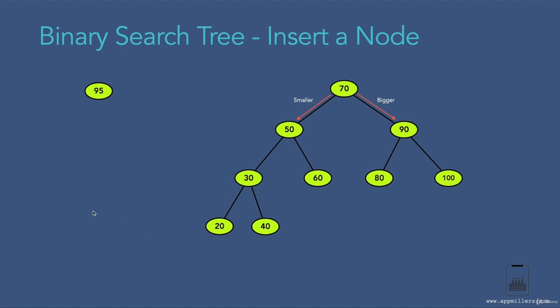Now let's look at another example. Let's say we want to add 95 to this binary search tree. Here again, we compare 95 with the root node. We see that 95 is greater than the root node, which is 70. So we continue to the right child of this binary search tree.